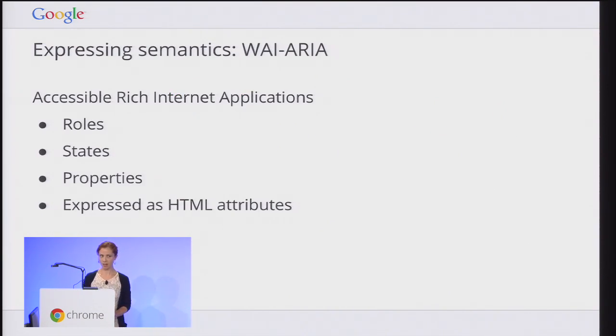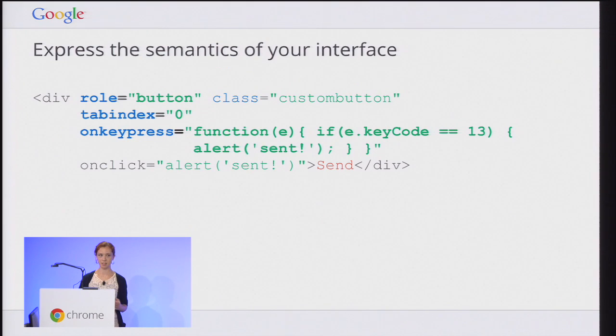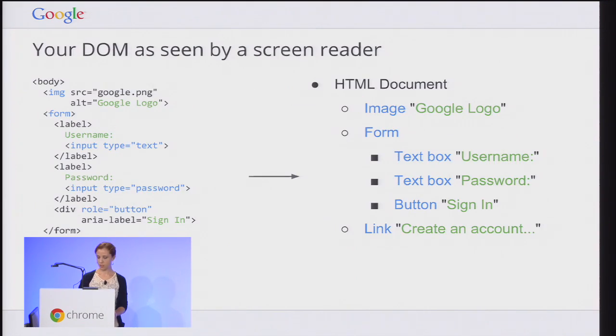So what's this ARIA thing that I keep talking about? It stands for Accessible Rich Internet Applications. It's a W3C standard, and it allows you to express roles, states and properties for elements via HTML attributes. We saw this role attribute, that's an ARIA attribute. The reason I keep going on about semantics is that screen readers are all about semantics. It's going to view a modified version of the DOM that just tells it what the role and what the text is for each element. It's not interested in images. It's not interested in layout.